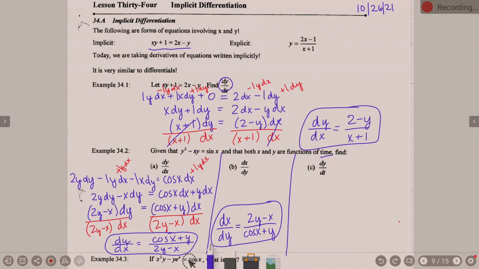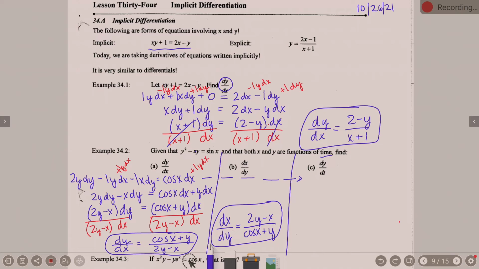Easiest way to do this, if we're trying to find dy dt, we're still going to have to go through and use differentials, which means every time you take a derivative of a y, it's going to be a dy. Every time you take the derivative of an x, it's going to be dx. So we're actually going to start with this same first equation over here. And because we're trying to get dy dt, I'm going to take that same first line I had, and I'm going to divide every term by dt.